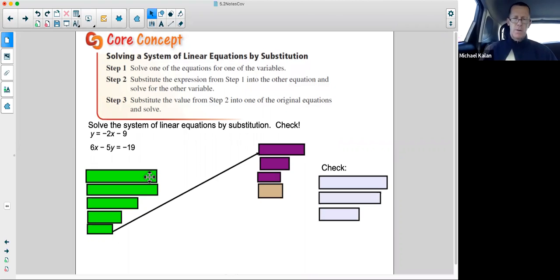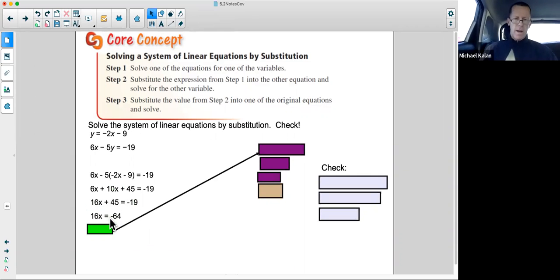Okay, so again, I'm going to take what y is equal to, since it's equal to it, and plug it in for y in the other equation. Super important that you do the other equation, okay? And then we just need to simplify that. So I'm going to distribute. I'm going to combine my like terms. I'm going to subtract 45. And I'm going to divide by 16.